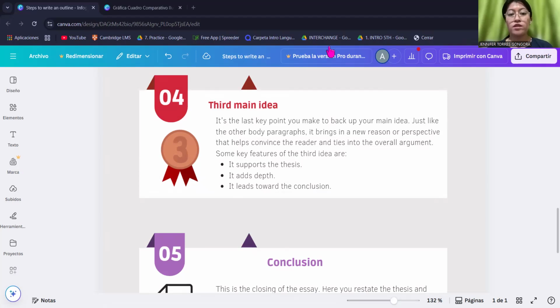It explores a different angle, reason, or piece of evidence not yet discussed. It leads toward the conclusion, and since it's the last body paragraph, it should prepare the reader for the essay's closing thoughts.